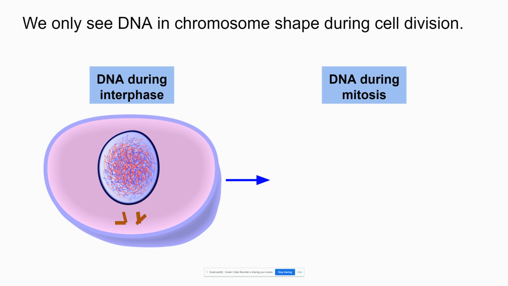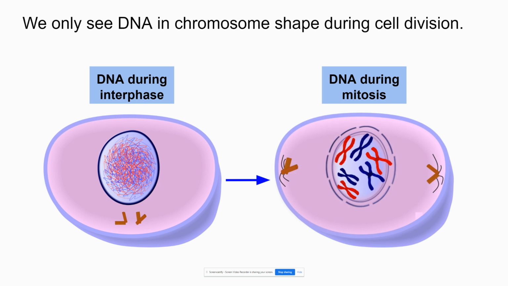In this picture on the left, we have a cell that is still in interphase, meaning that it has not started mitosis yet. We can see that its DNA is in chromatin form. However, at the very start of mitosis, the DNA will be condensed into chromosomes.